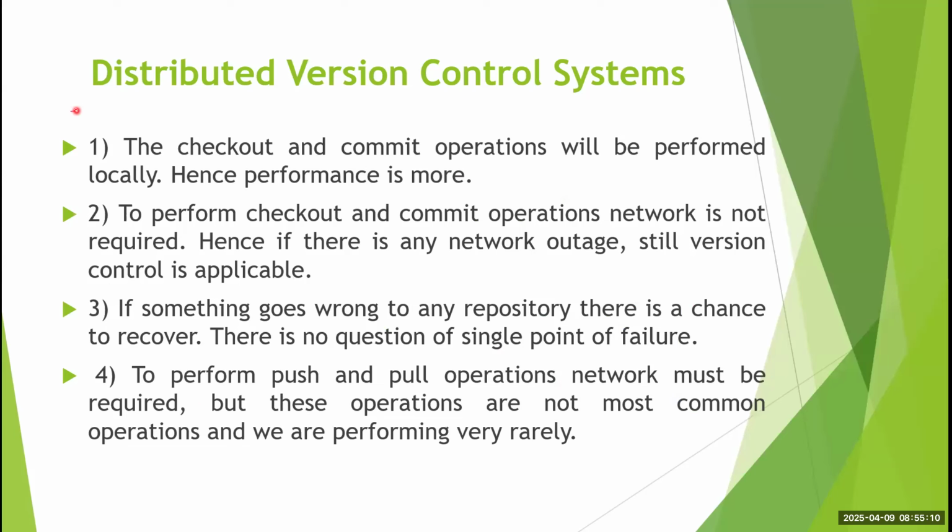So mainly, in a distributed version control system, checkout and commit operations are performed locally only. Here we use push and pull, you know that. Even to perform checkout and commit operations, a network is not required. Hence, if there is any network outage, version control will still be applicable, right? Again, if something goes wrong in any repository, there is a chance to recover. There is no question of a single point of failure. To perform push and pull operations, a network is again required. Normally for local transactions, a network is not required, but for the remote side, a network is compulsory.